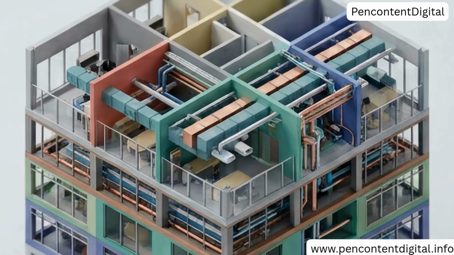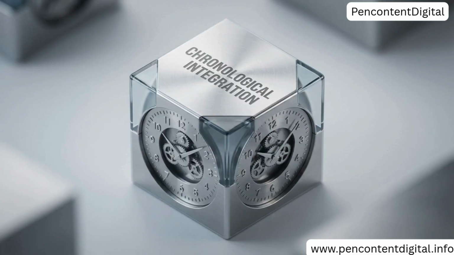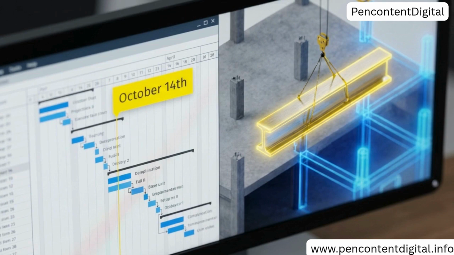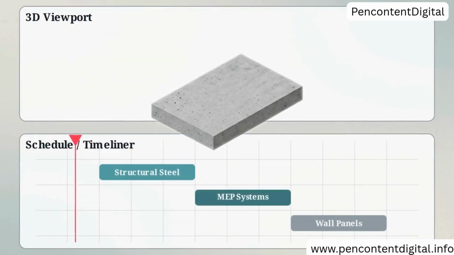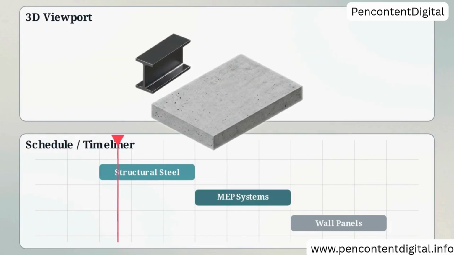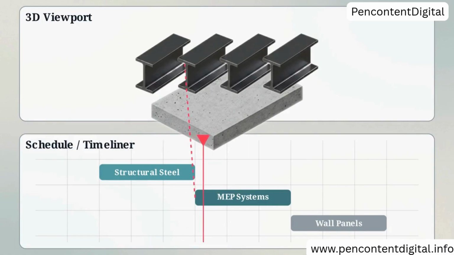Eradicating spatial intersections only solves half of the coordination equation. The materials must also arrive and assemble in the correct chronological order. To achieve this, the workflow introduces 4D construction simulation, taking the clean 3D geometry and injecting the fourth dimension, time. This layout demonstrates the Timeliner interface mechanism. It directly links specific 3D model elements on top to exact tasks on the project schedule below.